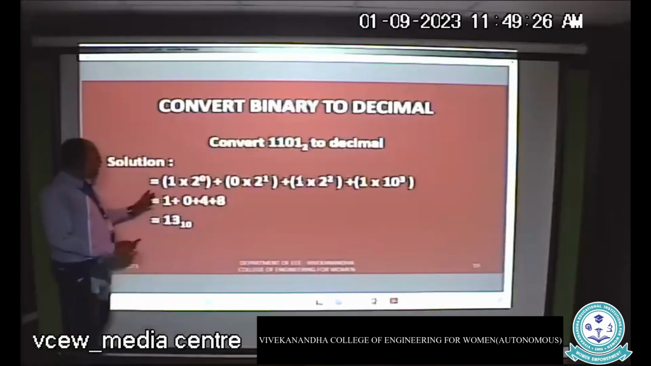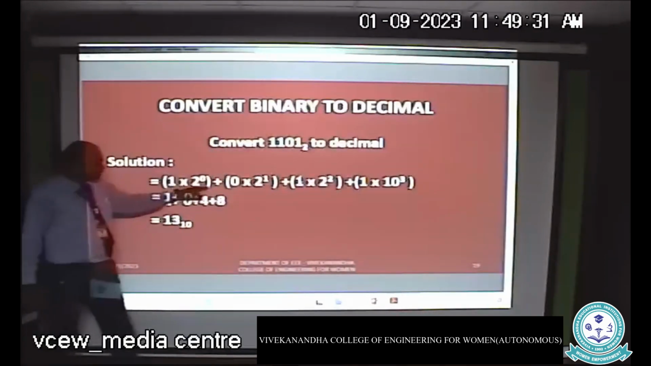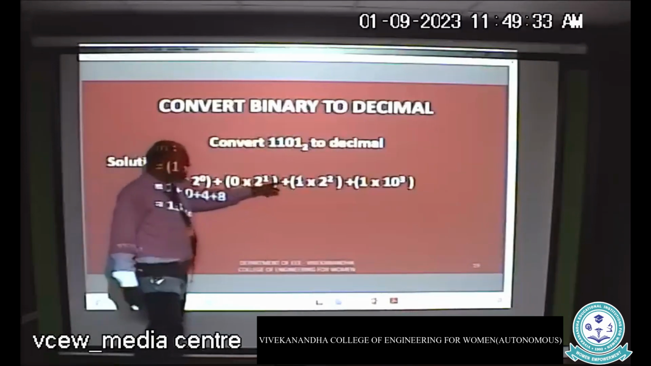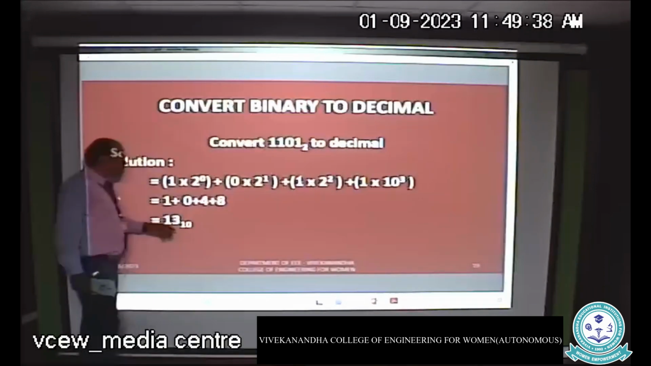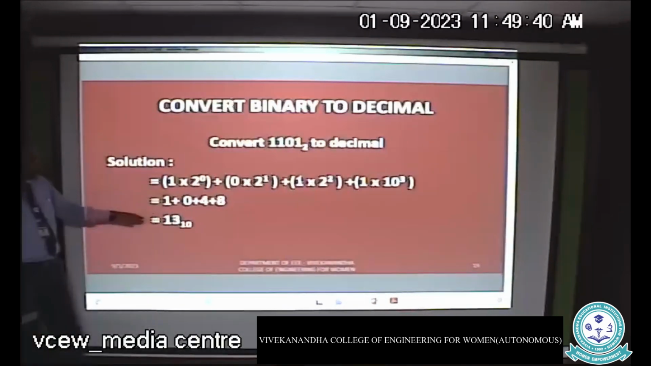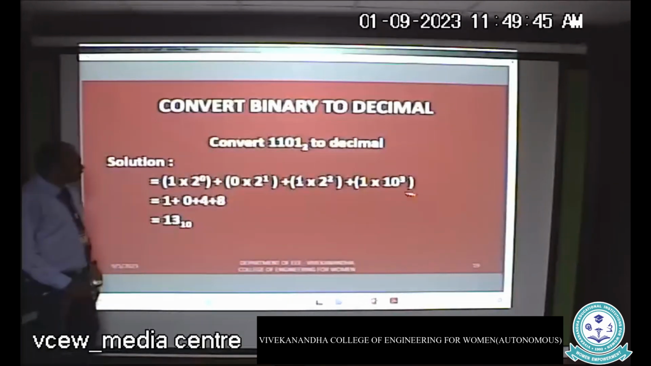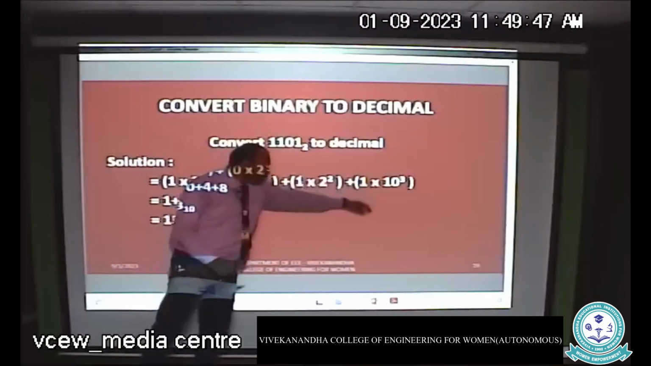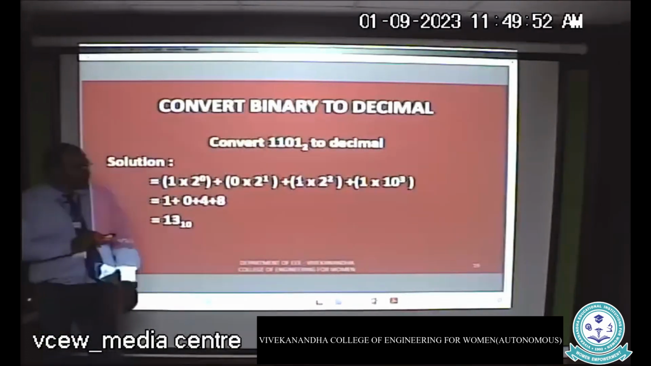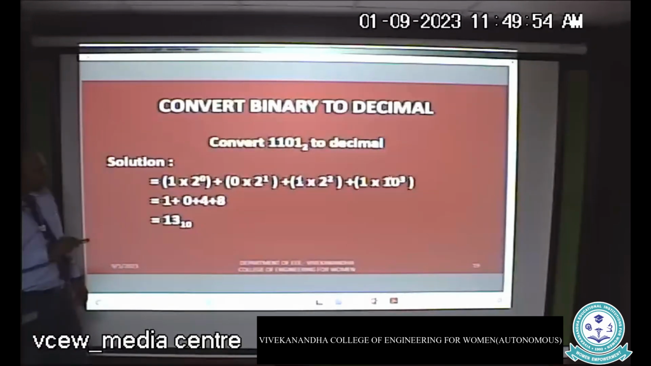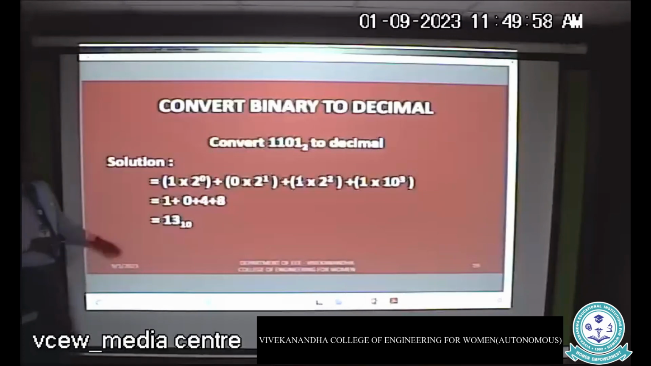And if you are adding this, 1 multiplied by 2 power 0 is 1, right? And 0 multiplied by anything is 0, and 2 square is 4, and 2 power 3 is 8. So if you are adding all this, you will be getting this result, right? I think, yeah, it is not 10 power 3, it is 2 power 3. There is a typo, right? So 2 power 3 is 2 multiplied by 2 multiplied by 2, which is 8, right? So you get 13, right?